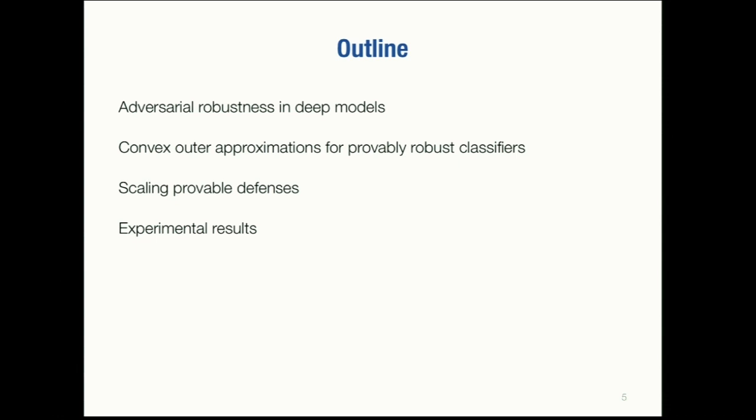And I'm going to do it in the following way. First, I'm going to talk about adversarial robustness in deep models generally. I'm then going to talk about our method for achieving this adversarial robustness, which is based on convex outer approximations of what I'm calling the adversarial polytope. I'll define all those things in a second. These do work, and they give a nice framework, but they don't scale very well. So I'll talk very briefly about some more recent work we have on making these things scale to at least slightly bigger models. We're still very far from ImageNet level, but at least slightly bigger models. And finally, I'll end with some experimental results.